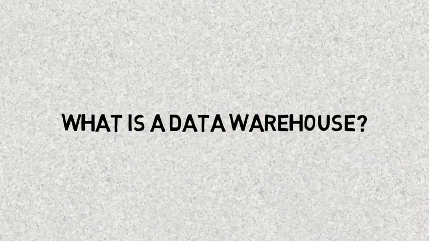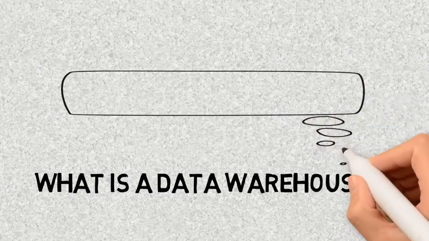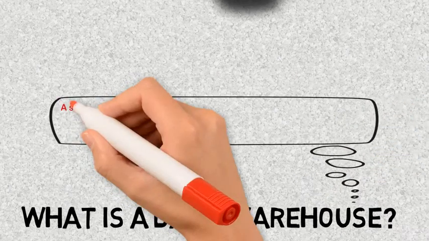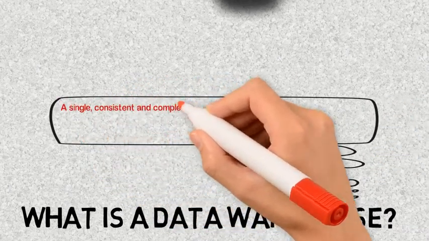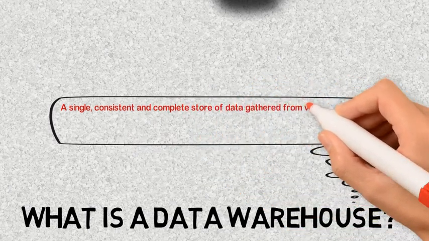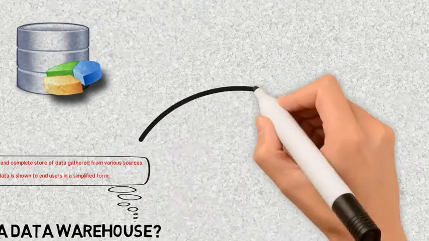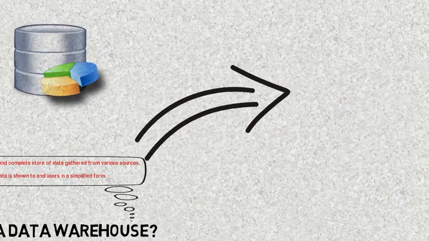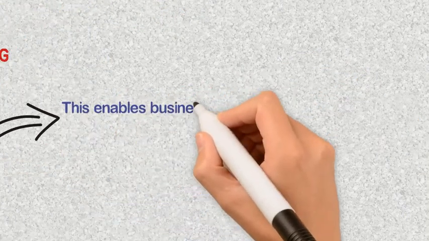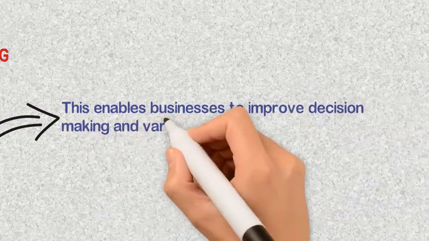The first thing that we're going to be discussing is, what is a data warehouse? A data warehouse is a single, consistent and complete store of data gathered from various sources. This data is shown to end users in a simplified form. This enables businesses to improve decision making and various other tasks.